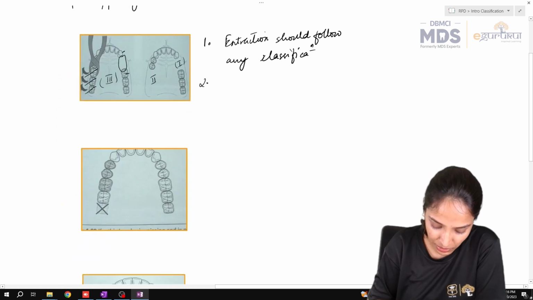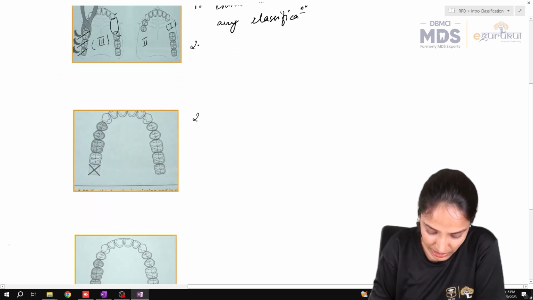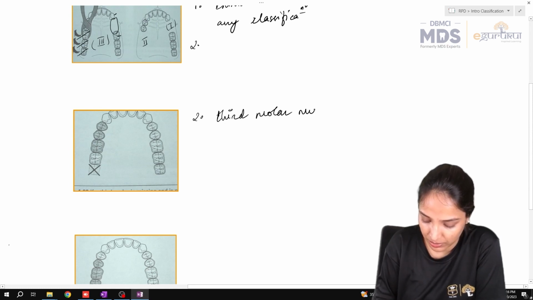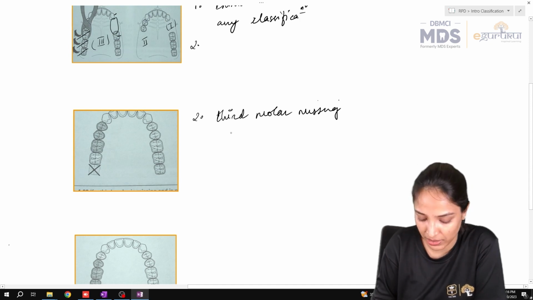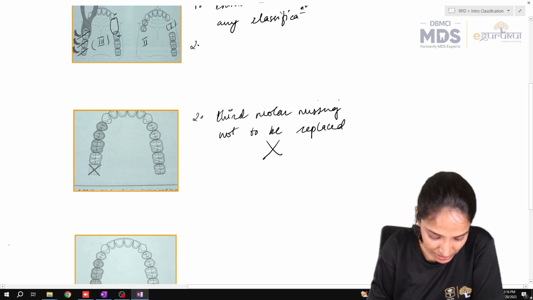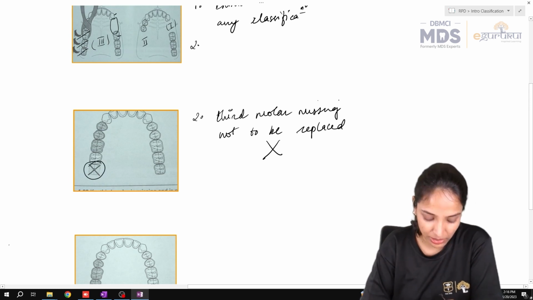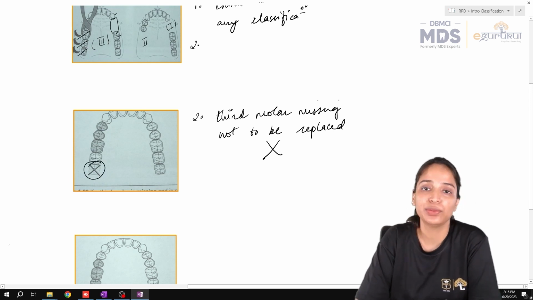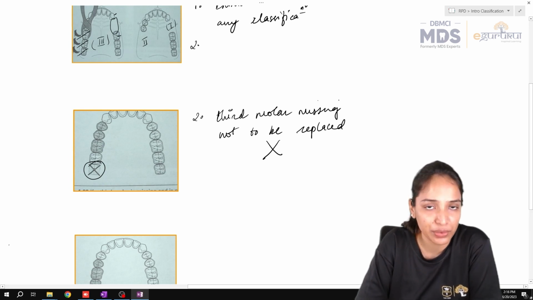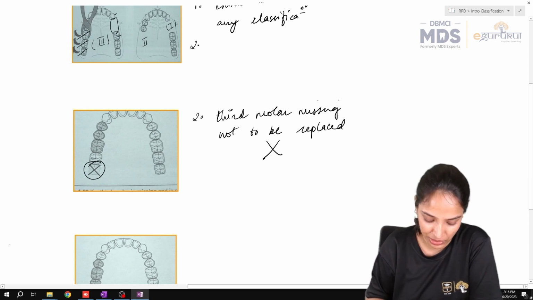The second rule says that if a third molar is missing and it is not to be replaced, then you do not consider it in the classification. As we can see in the picture here, this third molar is missing, but we do not replace it, or we are not intending to replace that third molar. We do not consider it in the classification.